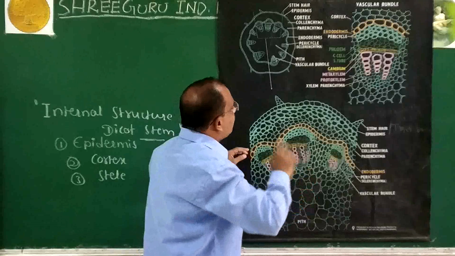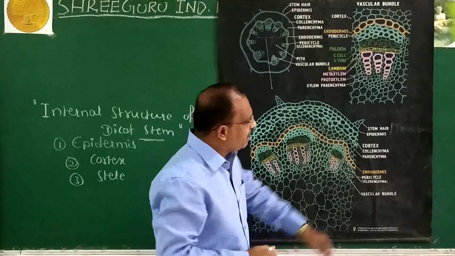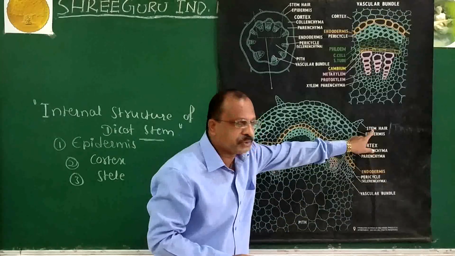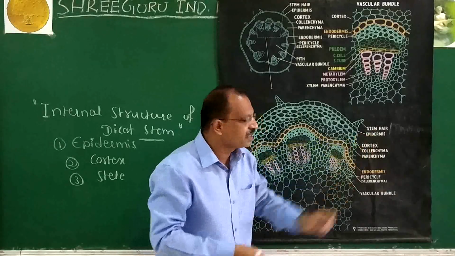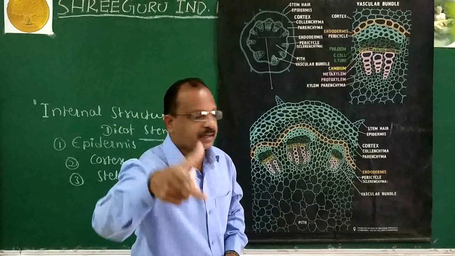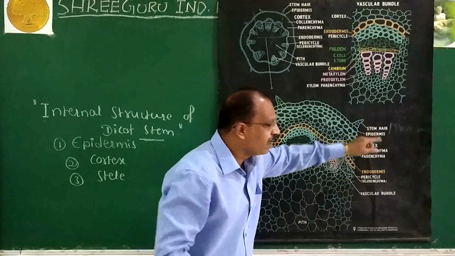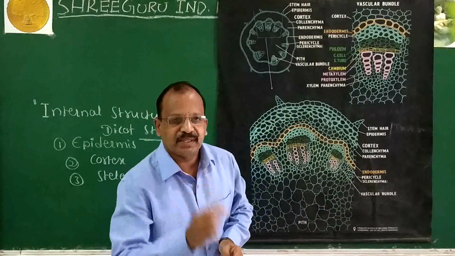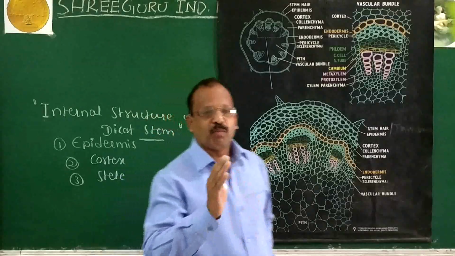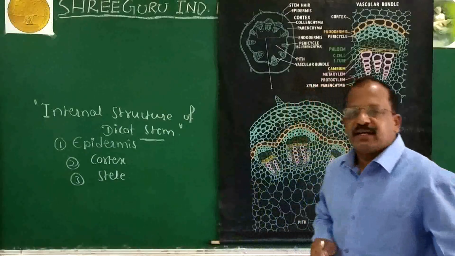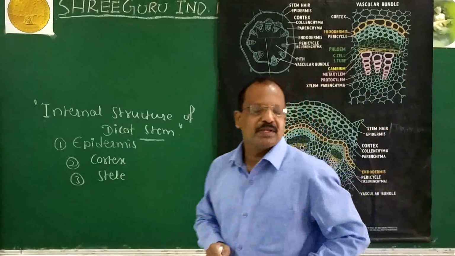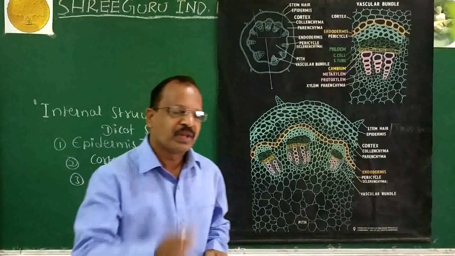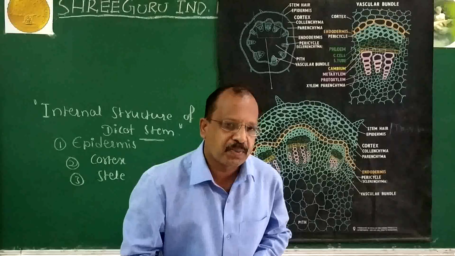Some of the epidermal cells are drawn into hair known as stem hair, or instead of that you can call it trichomes. Most of the students get confused with the function of trichomes. Dear students, please remember the function of trichome. It will check the rate of transpiration.